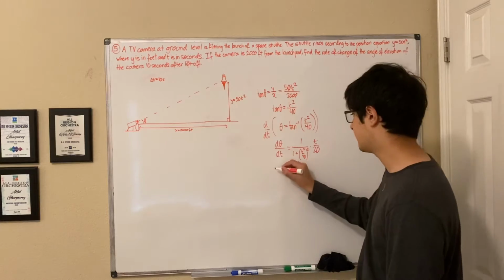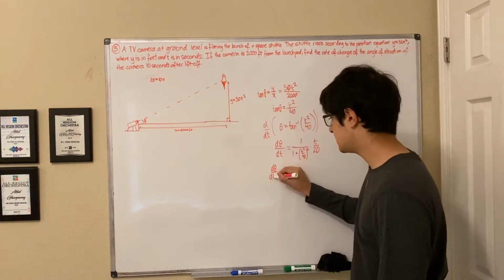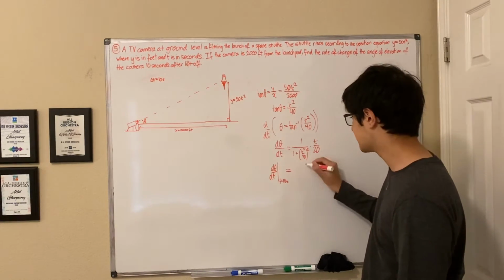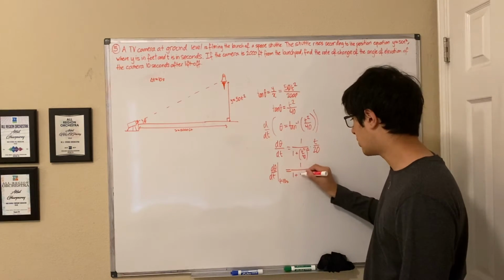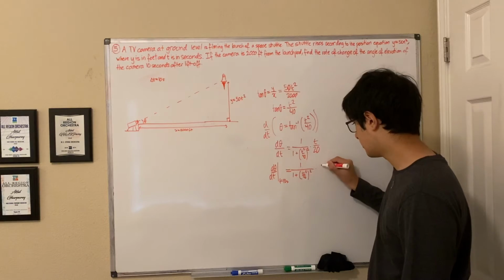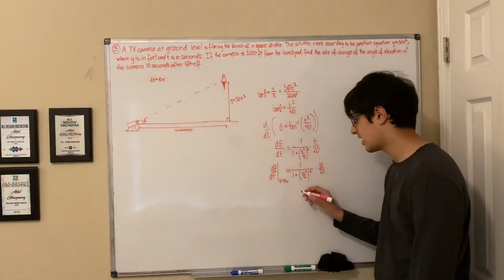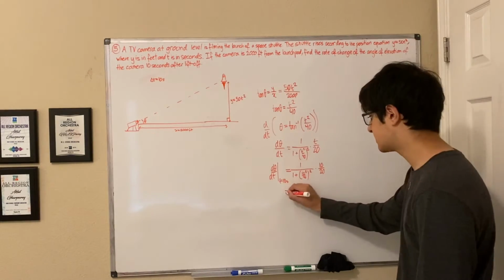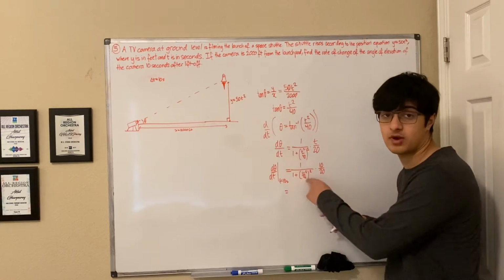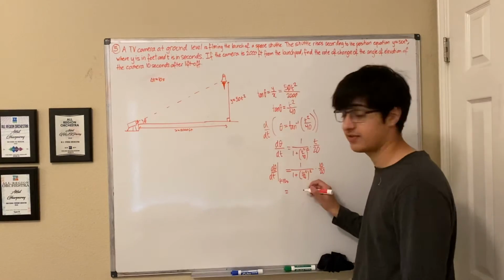Now all we have to do is plug in 10 seconds for time. So d theta dt evaluated at time equals 10 seconds is going to give us 1 over 1 plus 10 squared over 40, squared, multiplied by 10 divided by 20. Let's do some simplifications. This gives us 1 over 1 plus 10 squared divided by 40, that's 100 divided by 40, which is equal to 5 over 2.